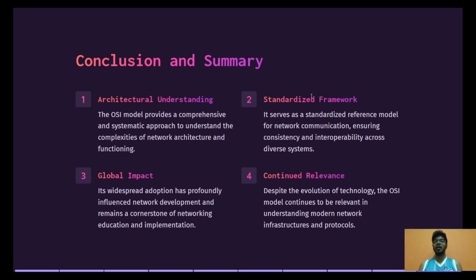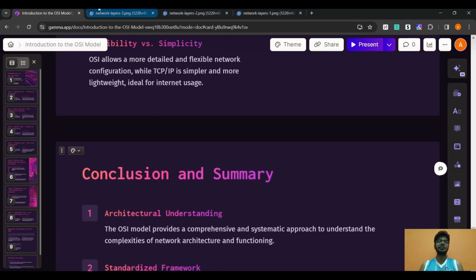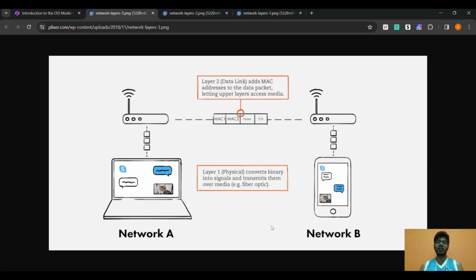Now I'm going to show you a pictorial representation, an example of how the OSI model works. So this right here is network A to network B, where first we're going to connect to layer 1, which is the physical layer. It converts binary into signals and transmits them over media, which is optic fiber right here. And layer 2 adds addresses to the data packet, letting upper layers access media.